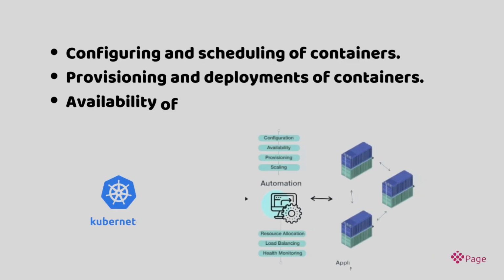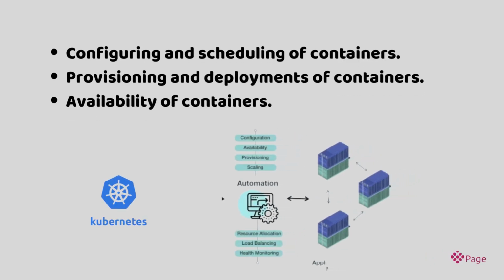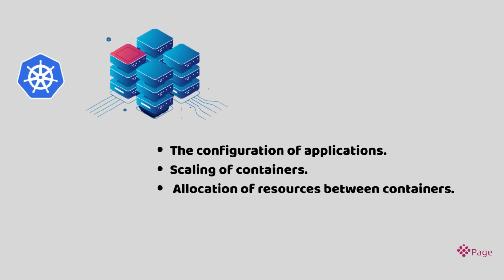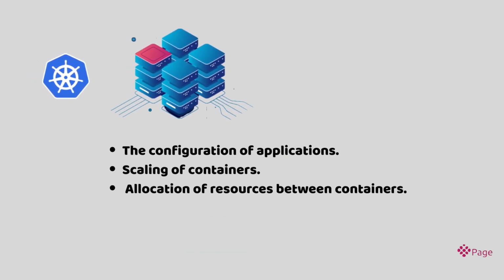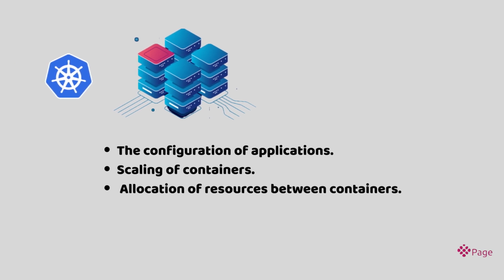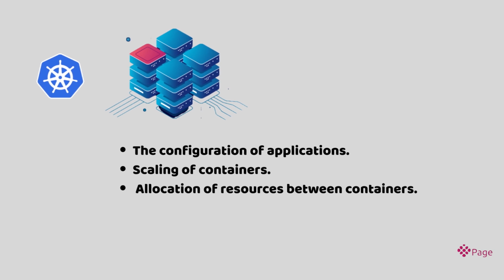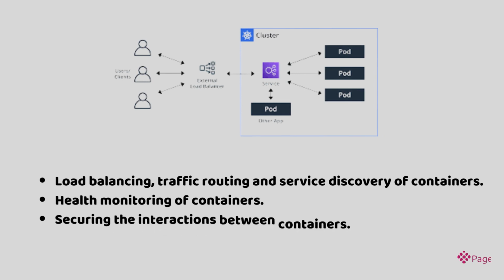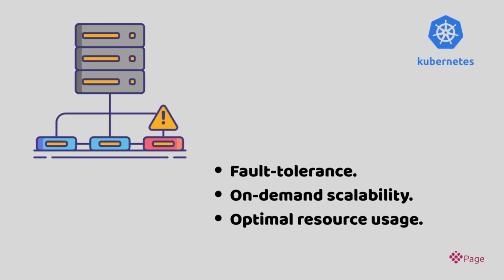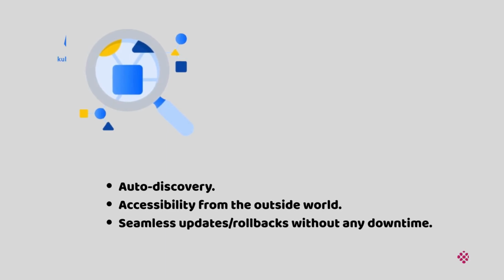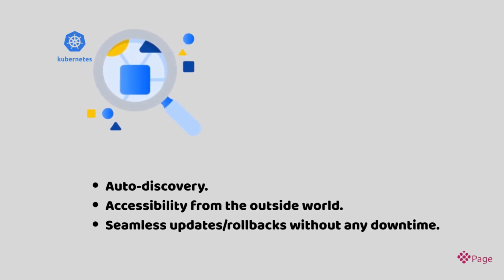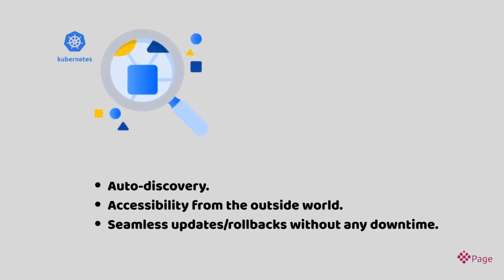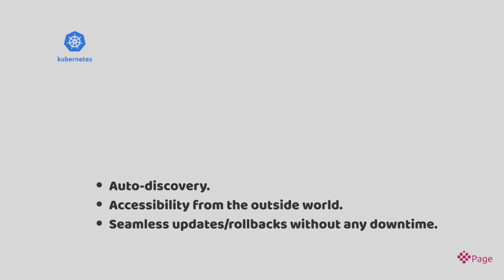Configuring and scheduling of containers, provisioning and deployments of containers, availability of containers, the configuration of applications in terms of the containers that they run in, scaling of containers to equally balance application workloads across infrastructure, allocation of resources between containers, load balancing, traffic routing and service discovery of containers, health monitoring of containers, securing the interactions between containers, fault tolerance, on-demand scalability, optimal resource usage, auto-discovery to automatically discover and communicate with each other, accessibility from the outside world, seamless updates and rollbacks without any downtime.